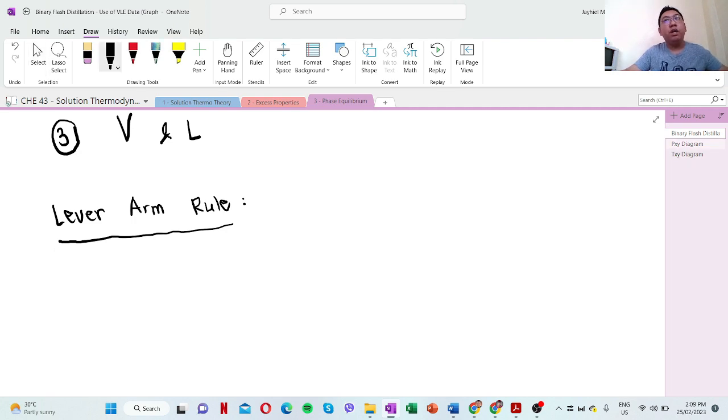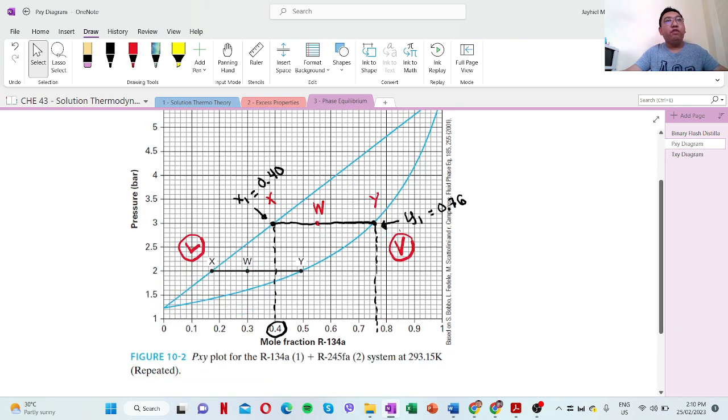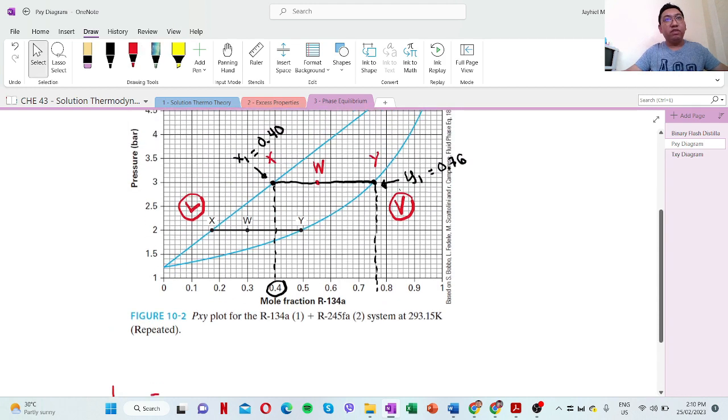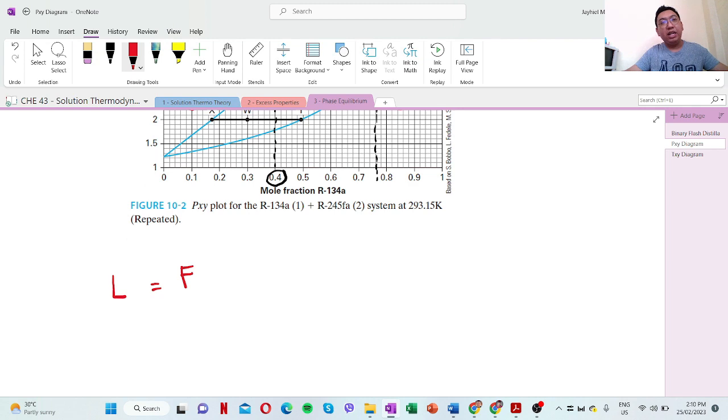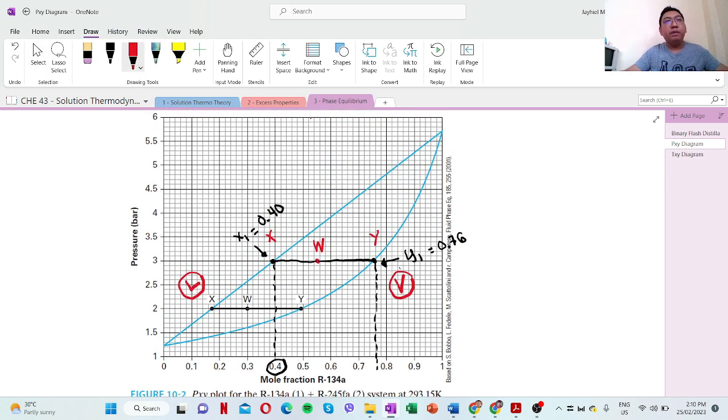So let's do that. For the PXY diagram, let's just use the points found here: W, X, and Y. This is the liquid region, and this is the vapor region. To determine the flow rate of the liquid stream, you multiply the inlet feed molar flow rate by the ratio of the opposite line segment to the region. What is the line segment opposite to the liquid phase? This WY line segment is the opposite to the liquid.